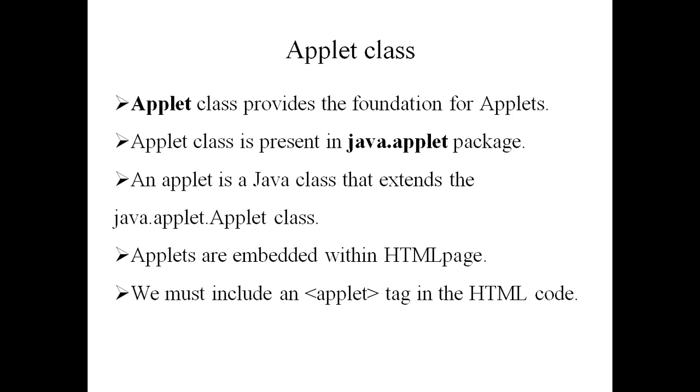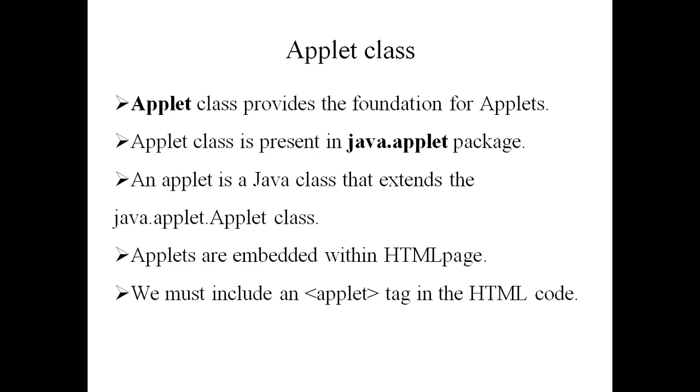An applet is a Java class that extends the java.applet.Applet class. So when you want to create an applet program, you have to create a class which extends the Applet class. That means our class must be the child class of the Applet class. Now the created applet program is then embedded inside an HTML page. So we have to write an HTML code inside which we are going to embed our applet class.